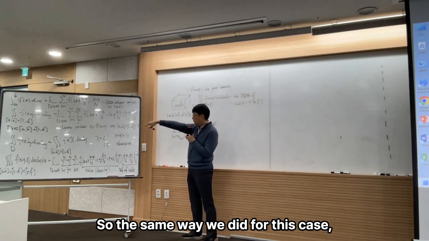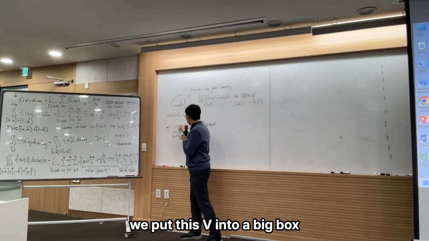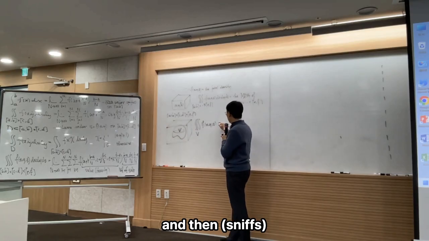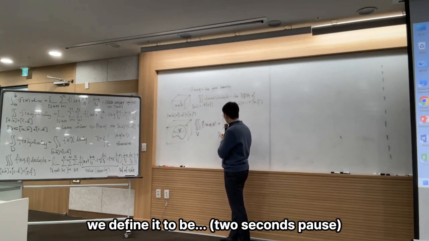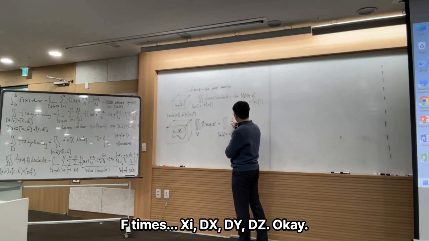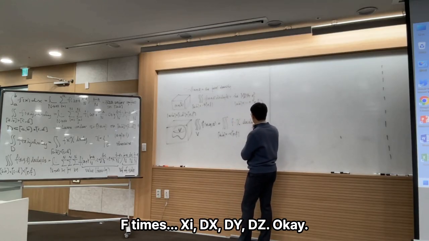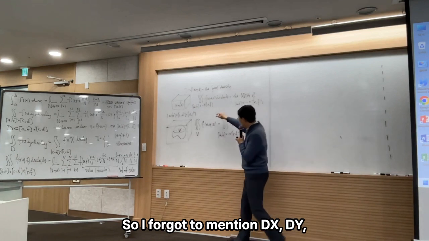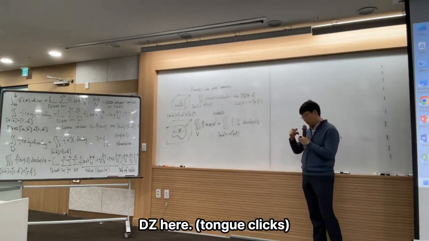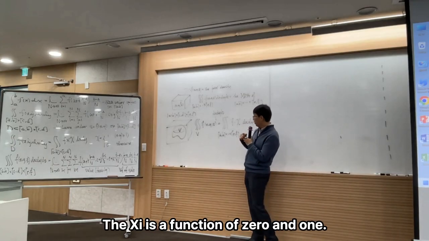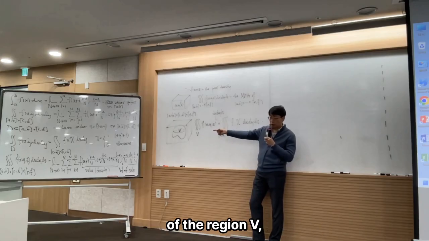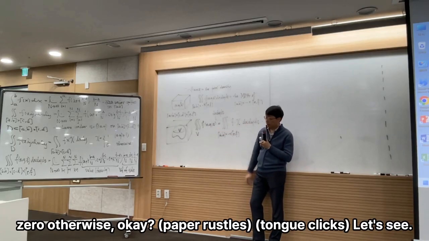So the same way we did for this case. We put this V into a big box which contains V entirely, and then we define it to be the integral on the big box of f times psi dx dy dz. Okay? So I forgot to mention dx dy dz here. So what is psi here? So psi is a function of 0 and 1. It's 1 when the xyz lies inside of the region V, 0 otherwise.